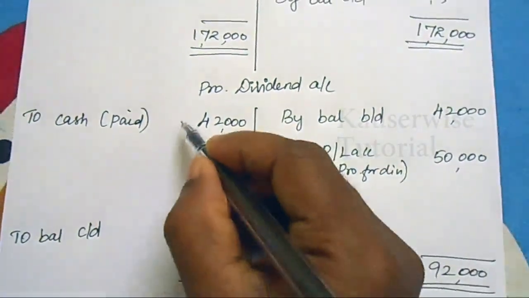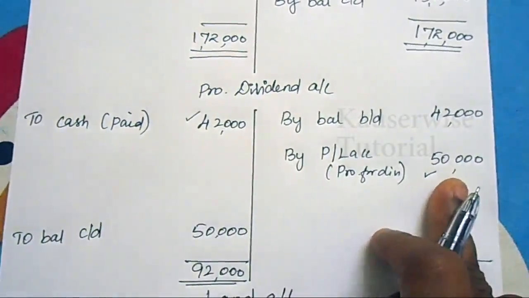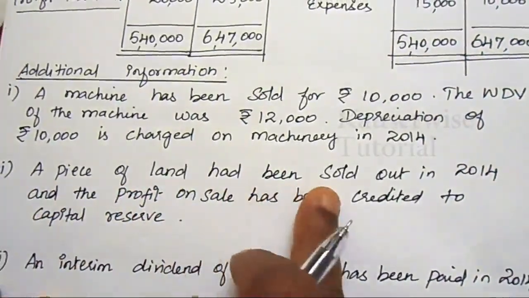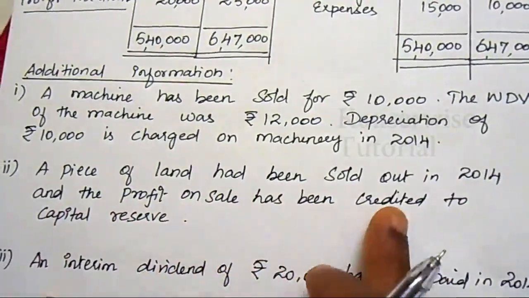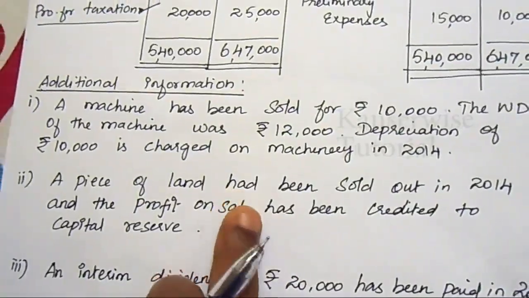Now this will be recorded in application of fund. This will be recorded in fund from operation. Look at the next adjustment. A piece of land had been sold out in 2014 and the profit on sale has been credited to capital reserve. Okay, you need to prepare a separate ledger for land account.